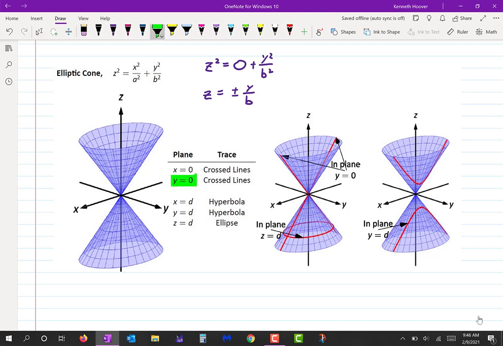Look at this one here. If you plug in y equals 0, a similar thing happens. Then you get z squared equals x squared over a squared, so z equals plus or minus x over a. That's two crossing lines. Here they are in this picture right here. Here's the line z equals negative x over a, and here's the line z equals positive x over a.